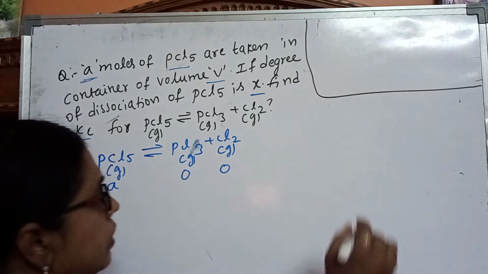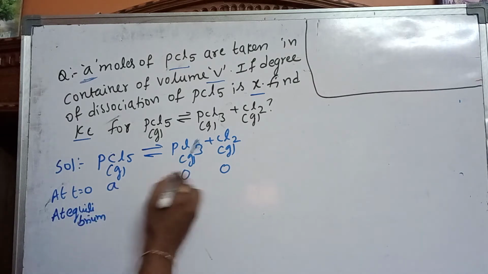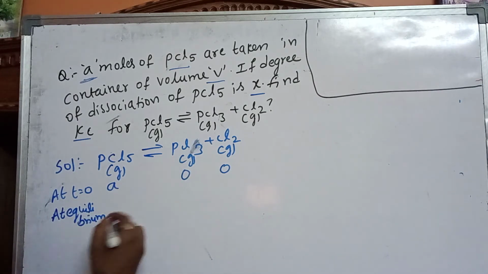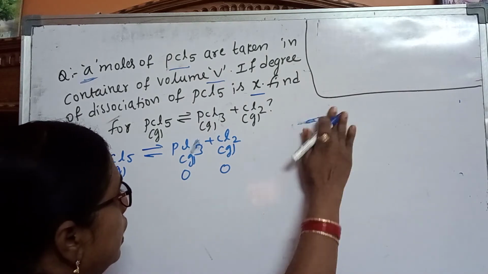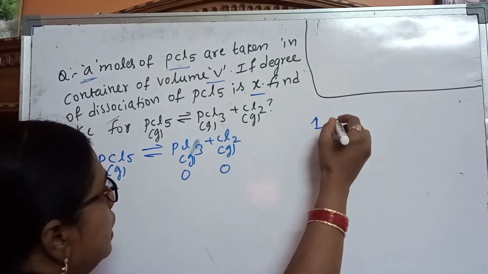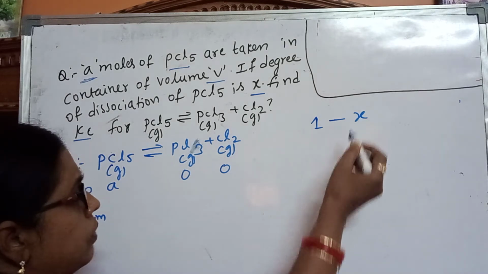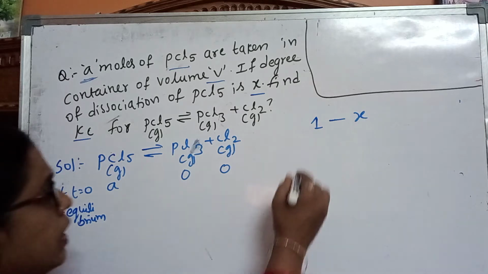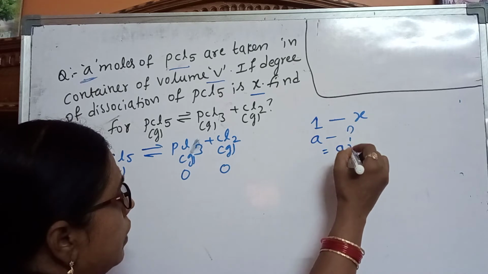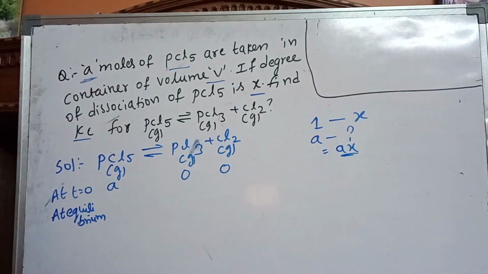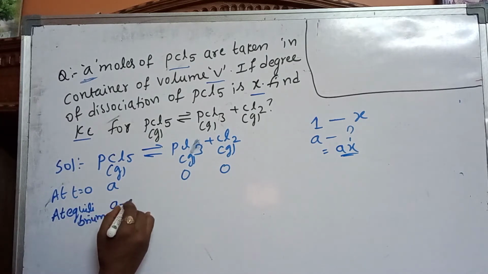So you have to always remember how to calculate the number of moles of each reactant and product. See here, the basic trick is A moles. Actually you have to remember this. 1 mole of PCl5 forms what? X moles, where X is the degree of dissociation, means from 1 mole, X moles dissociate. For A moles, how much? By cross multiplication we get A into X. Means AX moles are dissociated from A, so that we can write A minus AX.